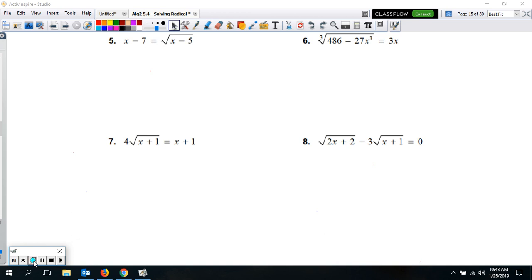Okay, 5, 6, 7, and 8, these are where it gets a little more challenging as we start to solve some of these. So number 5, the first thing we see is that step 1 is pretty much done. The radical is by itself, so we want to undo that radical. It's a square root, so we need to square both sides. But as we do that, we know we're going to see x minus 5 come out. This is going to be x minus 7 squared, so we have a binomial squared that we have to do, which will eventually become a trinomial.